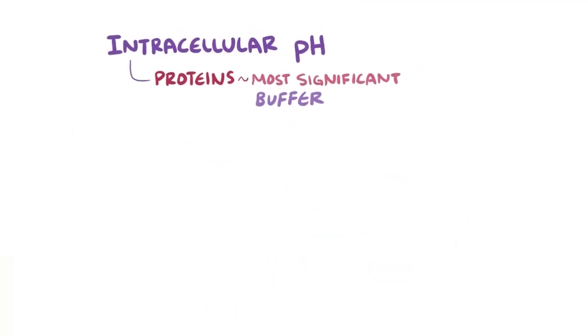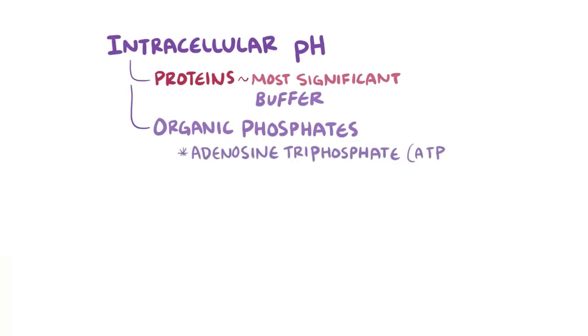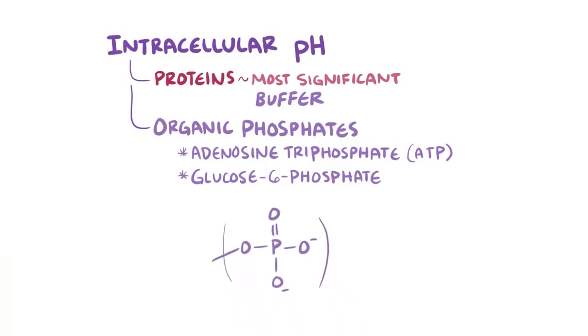Intracellular fluid also has large amounts of organic phosphates, like adenosine triphosphate, or ATP, and glucose 6-phosphate, which can both serve as intracellular buffers. The phosphate group of these organic molecules can serve as a source or a sink for excess hydrogen ions.